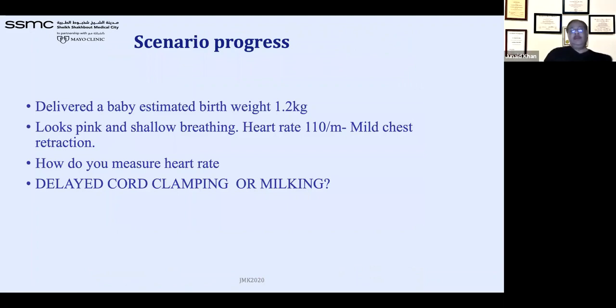So let's say the baby is delivered, estimated weight 1 kilogram, 1.2 kilogram, looks pink, shallow breathing, heart rate 110, mild chest retraction. Now the question arises, and those who attended the NRP update should know how to measure the heart rate. And I also discussed the delayed cord clamping or the milking. So these are the two main questions as soon as the baby is delivered.